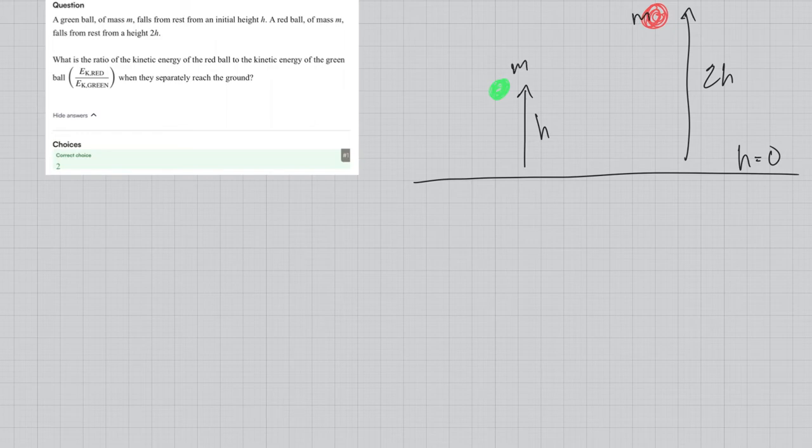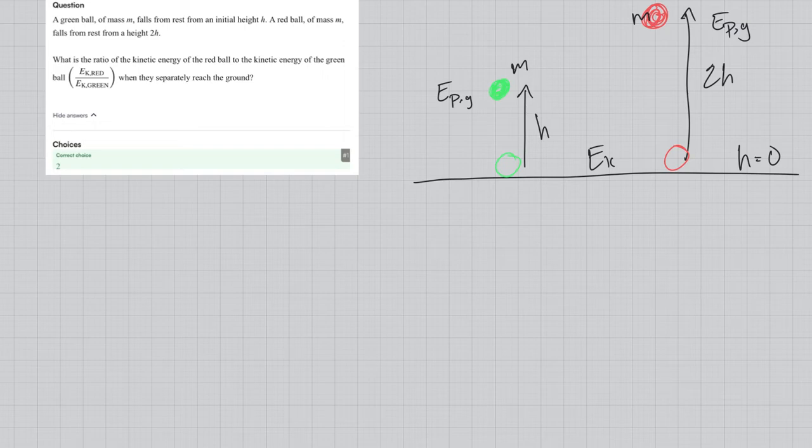So it says, what is the ratio of their kinetic energy when the balls reach the ground? If we think about what's going to happen, this has potential energy due to gravity. This also has potential energy due to gravity. When they reach the ground here and here, they are both going to have kinetic energy.